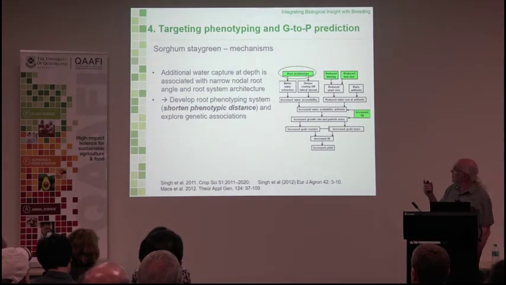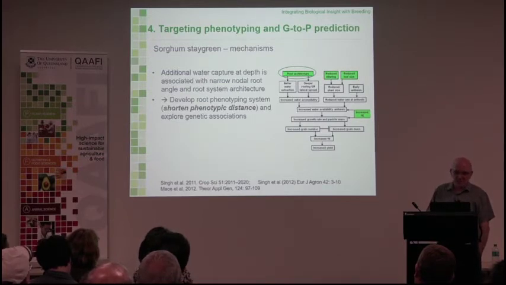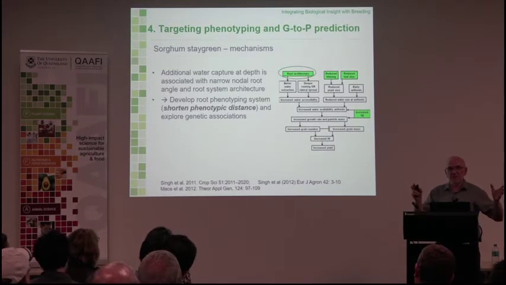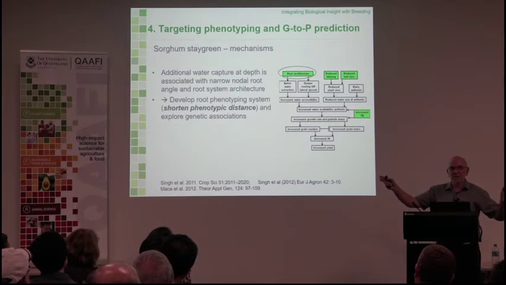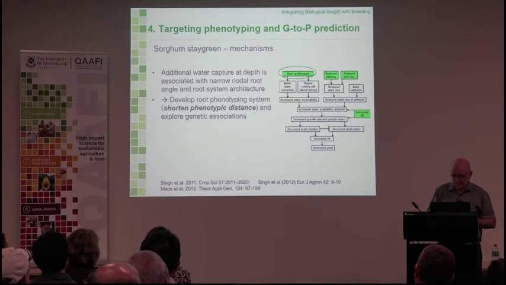So we did experiments to measure all that and to validate that it was happening. But you've then got the opportunity to target your phenotyping, because you've got a trait that's changing water capture, so you can develop the root phenotyping system that does that. Well, instead of looking at stay green or yield, let's look at a trait like root angle, which shortens that phenotypic distance.